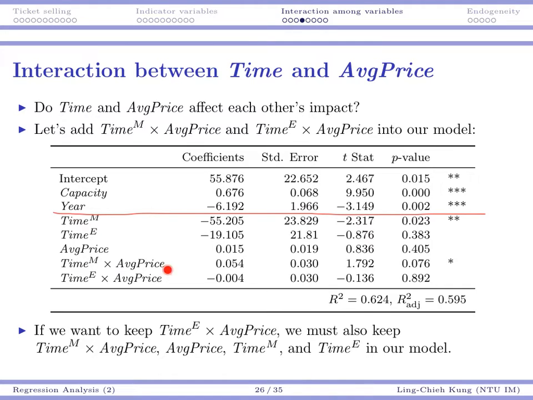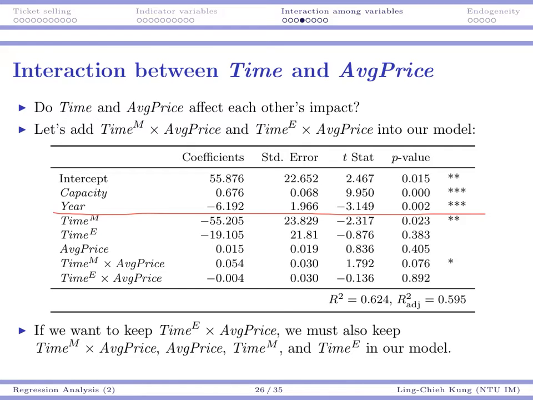Okay, this is different from that. The price sensitivity for a morning show is different from the price sensitivity of an afternoon show. So that's the information content here, and that's useful. So if eventually we want to keep this variable, we must also keep all other variables here. Because if you want time M here, you also need time E here. That's something we mentioned in the previous lecture.